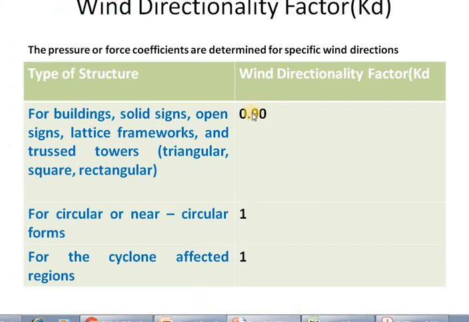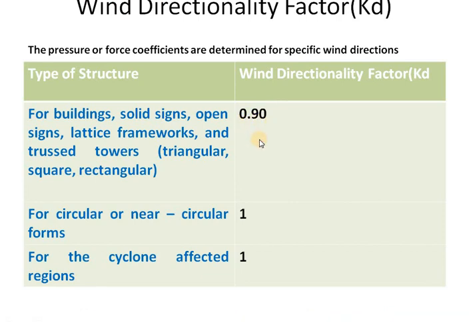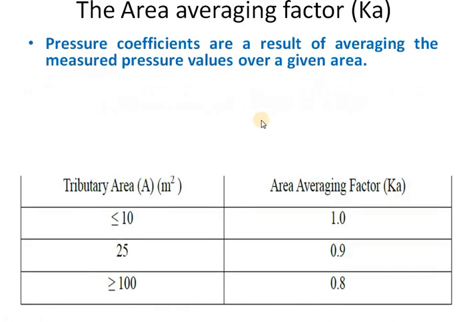So our building is a rectangular building. So the KD directionality factor will be 0.9. And the area averaging factor: in the problem it is given the length is more than 50 meter. Definitely the width will be at least a minimum of 5 meter. If we take it as 5 into 50, it will be 250 square meter. Definitely it will be more than 100 square meter. So we have to take KA as 0.8.